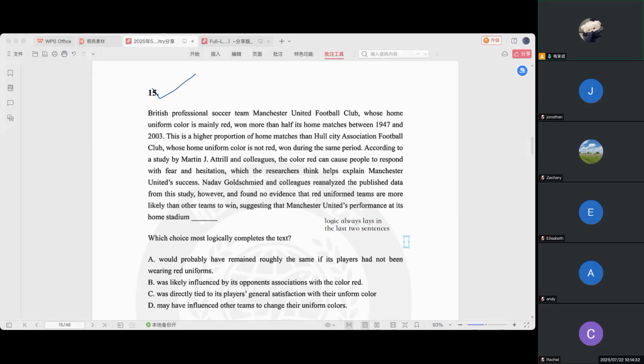Okay, yeah. And then for this one, the main focus would just be the last two sentences. Because here it says, they found no evidence that red uniform teams are more likely than other teams to win. So that's why their performance at its home stadium would probably have remained roughly the same if players had not been wearing red uniforms. It's not really gonna make any difference.